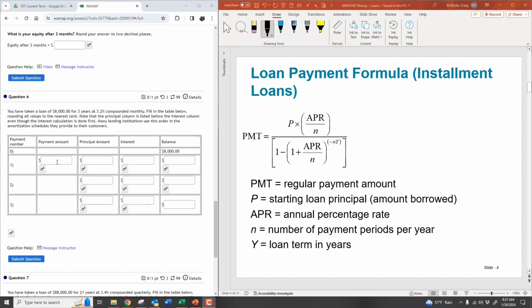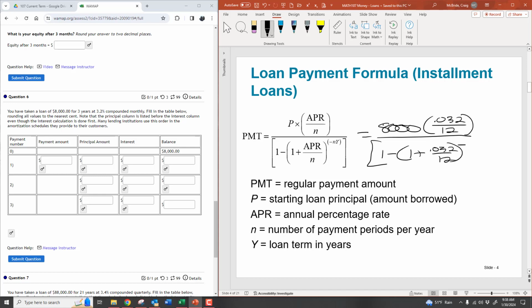is, right? We need to know what our monthly payment is, and that's where we use our friend, the loan payment formula, and put in 8,000 and our APR and our N and all that fun stuff. So it would be 8,000, our APR, 0.032. We're doing monthly, so N is 12. On the bottom, 1 minus 1 plus 0.032 over 12, and we raise that to the negative, and I'm going to go ahead and do the math here, 12 times y, so 12 times 3, 36.